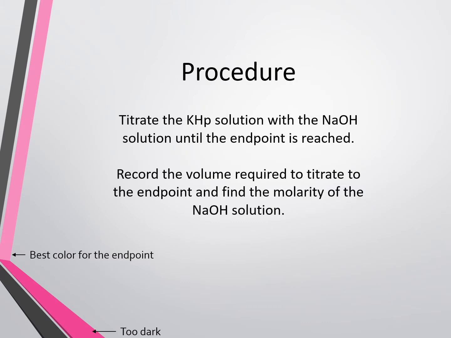So the procedure is pretty straightforward. We're going to titrate our KHP solution with the NaOH solution until we reach an endpoint, which I'll talk about in a second. Then we'll record the volume required to titrate to the endpoint and find the molarity of the sodium hydroxide. So when we talk about endpoint, basically as you add the NaOH solution to the KHP, it's going to start to change color because we also add what's called an indicator, which allows the solution to change color when that molar ratio has been satisfied.